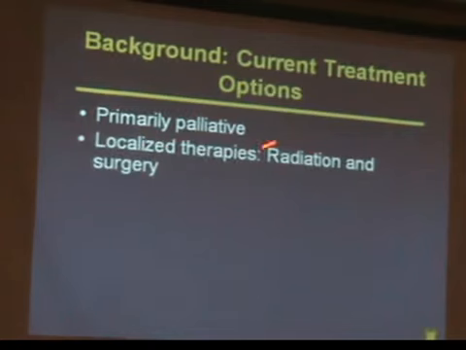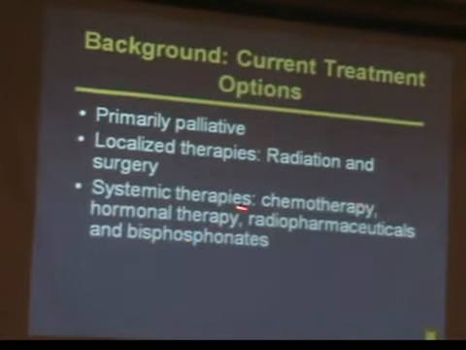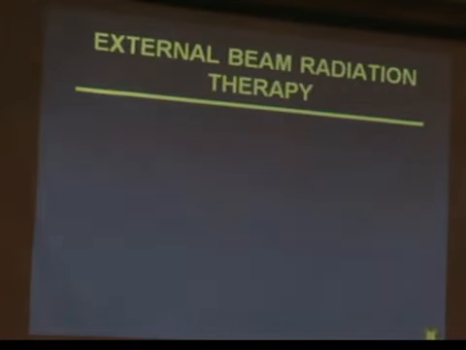Obviously, there are other methods of therapies, radiation and surgery. In addition to the systemic therapies like chemotherapy, hormonal therapy, depending on the type of the tumor, also certain radiopharmaceuticals and bisphosphonates, as Dr. Schweitzer explained, that might be helpful in these patients who have bone mets. You can also use a number of analgesics, corticosteroids, and NSAIDs to help in the treatment of these patients for pain control.